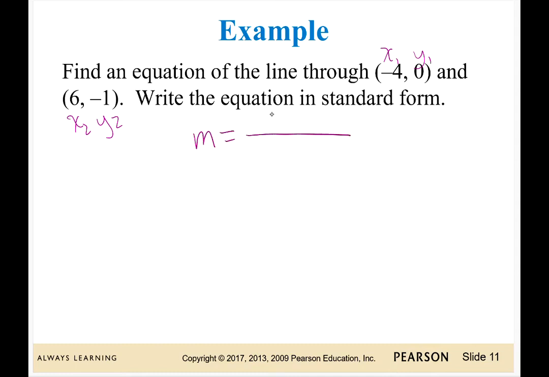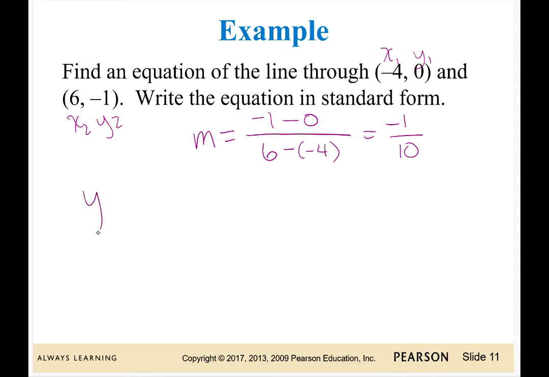All right, so I'm going to do y2 minus y1 over x2 minus x1. And I get negative 1 over 10. So my slope is negative 1/10. Neither of the points they gave me were a y-intercept. So that's kind of a bummer. But the good news is I've got a point and I've got a slope, so I can use point-slope form.